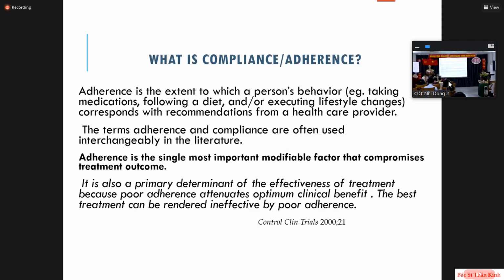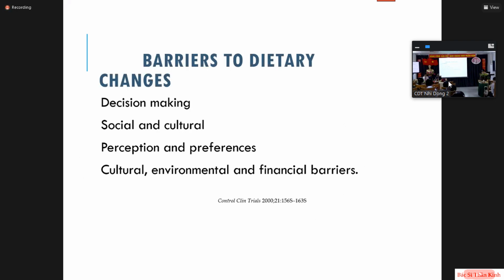So what is compliance and adherence? Adherence means the extent to which a person's behavior, like following medication, diet, or executing lifestyle changes, corresponds with the recommendations from a healthcare provider. These terms, adherence and compliance, are often used interchangeably. And let me tell you that adherence is the single most important factor that we can modify because it really determines the treatment outcome.